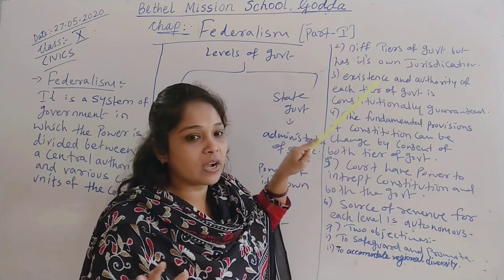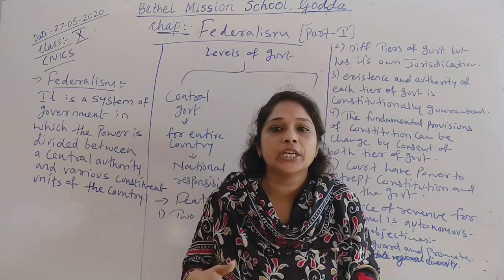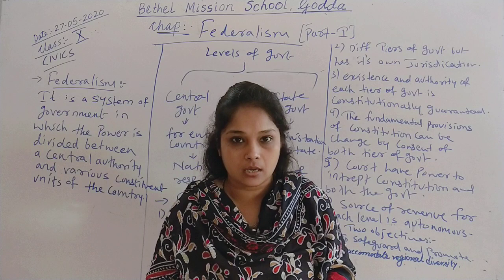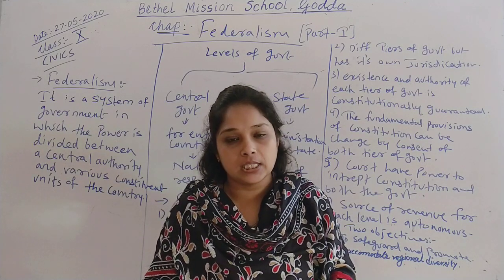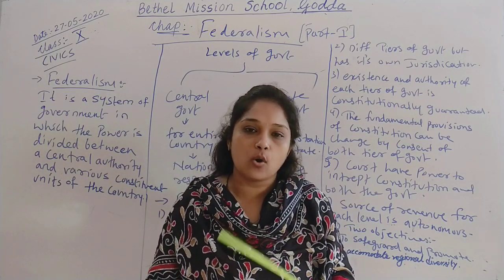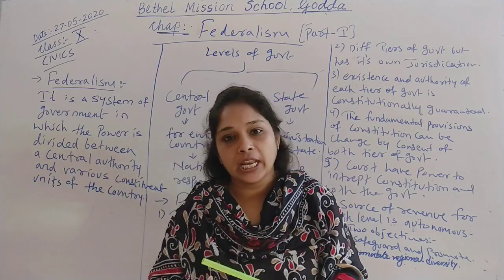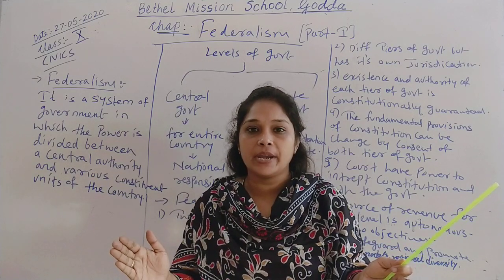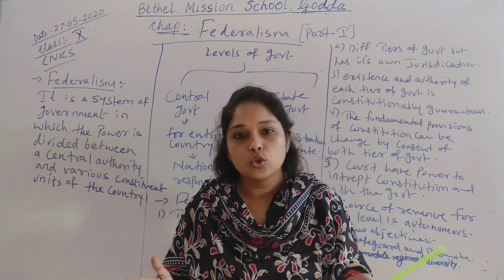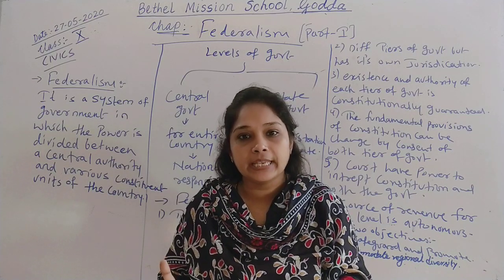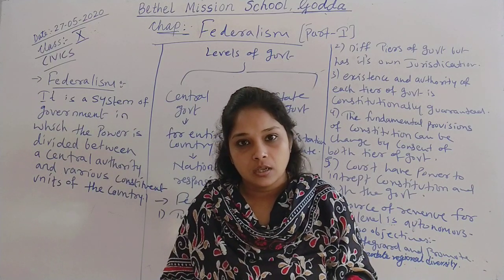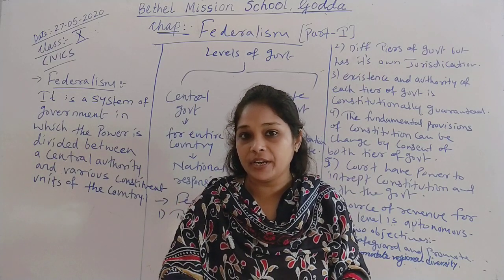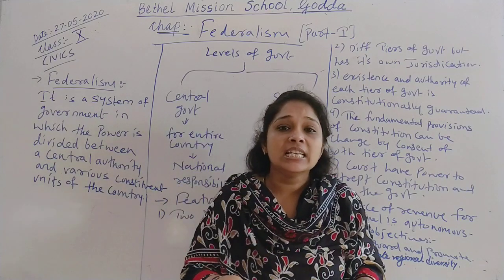But these two governments, as we have seen, have their own jurisdiction, their own power, their own rules and laws which they make. They are autonomous bodies, and they can make their own rules and laws according to the condition and requirement of their own state. So these two levels of government have separate powers to enjoy, and they have their own jurisdiction and their own decisions. Central government cannot interfere in the matters of state government. One state cannot interfere in the matter of a second state.